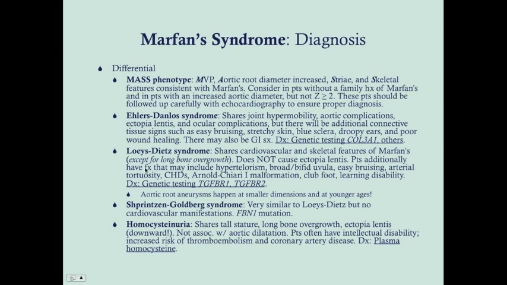Shprintzen-Goldberg syndrome is very similar to Loeys-Dietz syndrome, pretty much except for the fact that you don't have the aortic root aneurysms. And then homocystinuria shares with Marfan syndrome tall stature, long bone overgrowth, ectopia lentis. However, in homocystinuria, that lens dislocation tends to be downward, whereas in Marfan syndrome, it tends to be upward. It is not associated with aortic dilatation, and patients with homocystinuria tend to have intellectual disability. They also have an increased risk of thromboembolism and coronary artery disease. For diagnosis, you can get a plasma homocysteine, and that's going to be elevated.